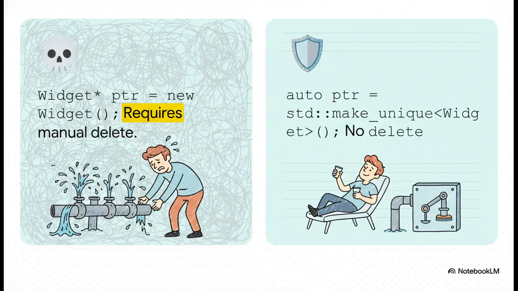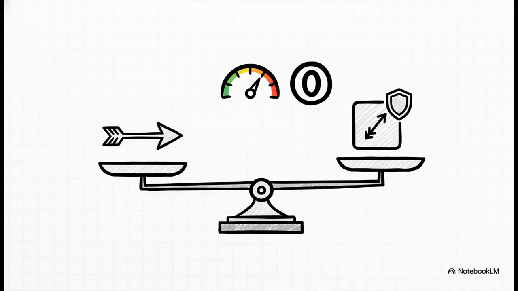When that pointer goes away, the memory is freed, period. You never write delete. This is the absolute foundation of safe, modern C++. And you want to know the best part? All this safety costs you absolutely nothing.